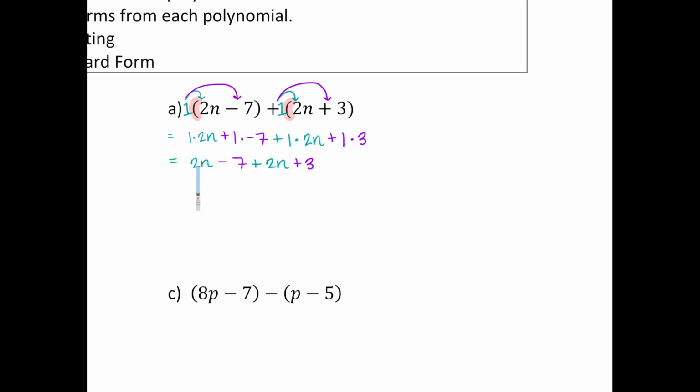And now combining like terms, the 2n plus 2n is 4n. And the negative 7 plus 3 is negative 4.